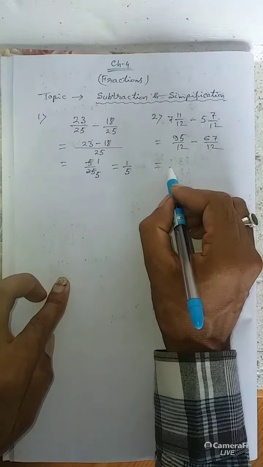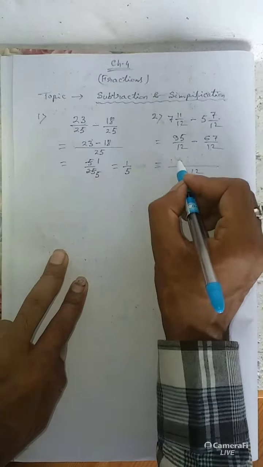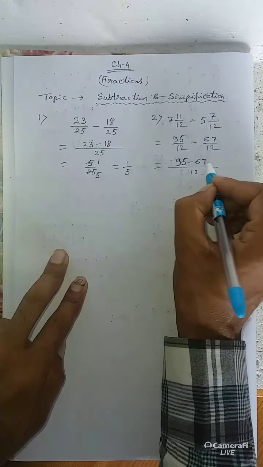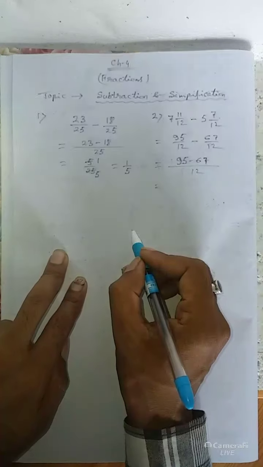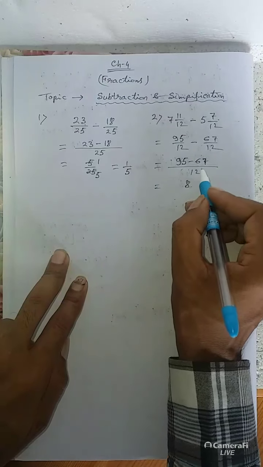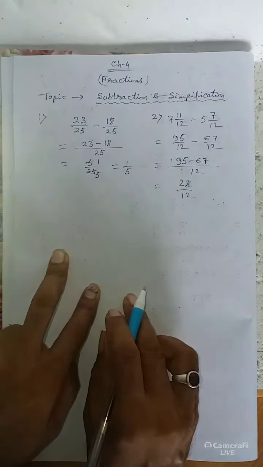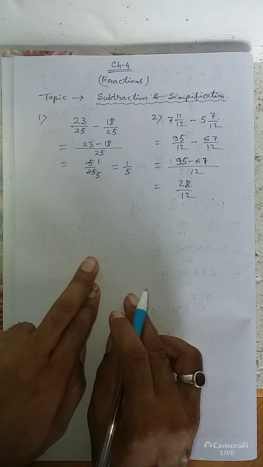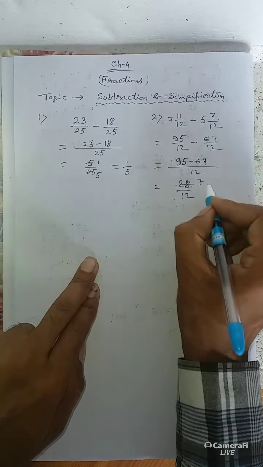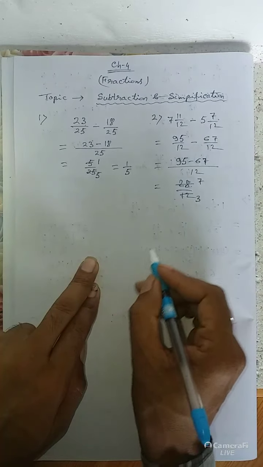Now proceed as in the previous one, 12 a single time. Now take the numerators, 95 minus 67, and then subtract. 7 minus 8, 15 after borrowing 1, 28 by 12. Now 28 and 12, each of these is divisible by 4, so you can cut. 4 7s are 28, 4 3s are 12, 7 by 3.